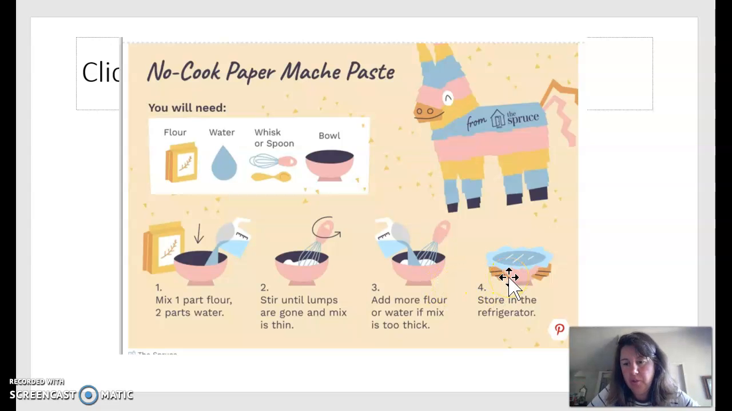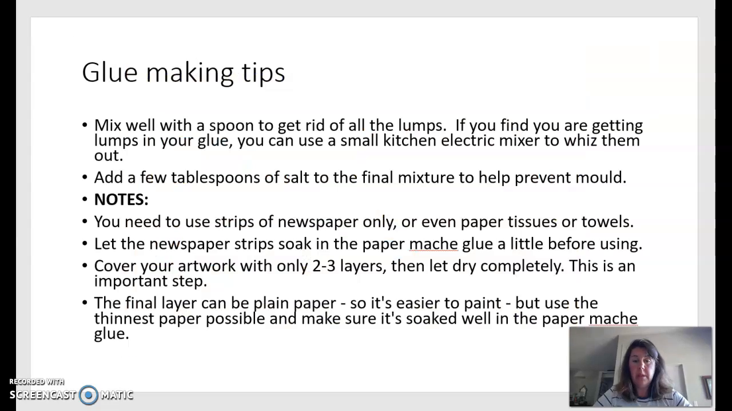Then you can just store it in the fridge until you need it. Oh, also at this point, you might want to add 2 tablespoons of salt so that it doesn't go off. And here's just a few tips for making the glue. If you can't get the lumps out, you can use an electric mixer or maybe mum to help you.